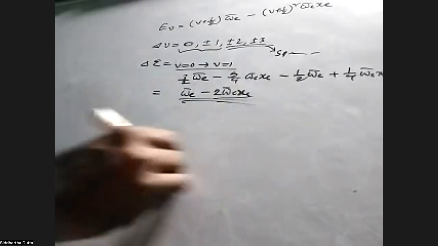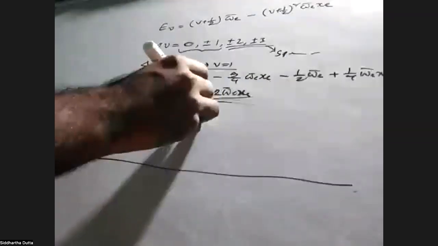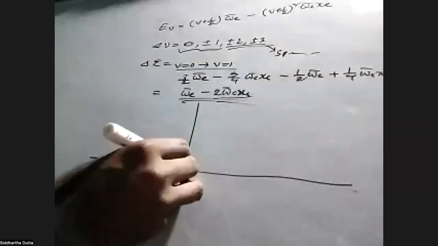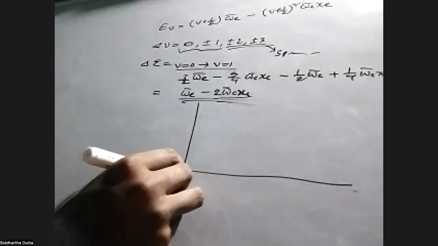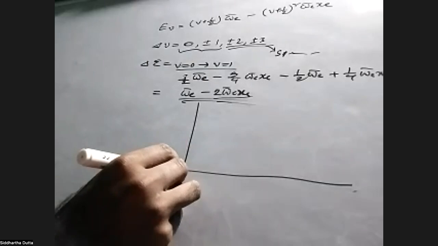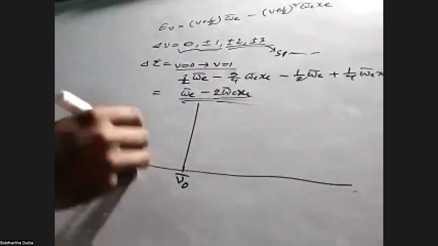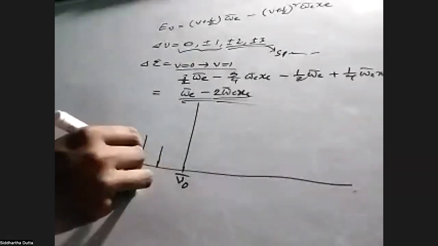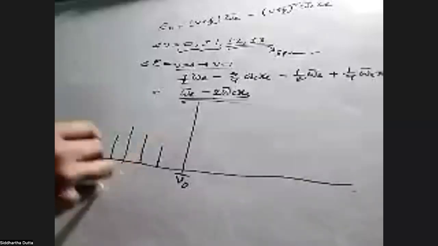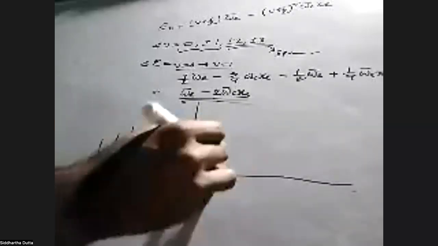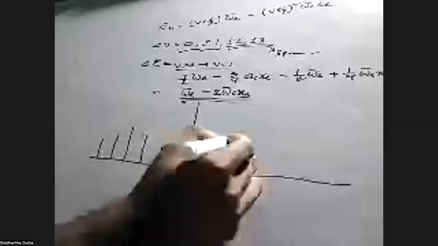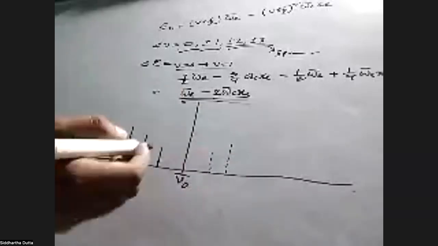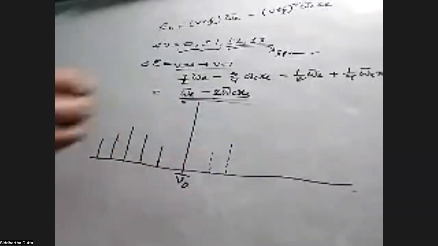So if I draw the spectrum, this will be the Rayleigh line or the excited line, that is where the molecule takes no energy. So this is 0, and here will be the Stokes line and the anti-Stokes line here.